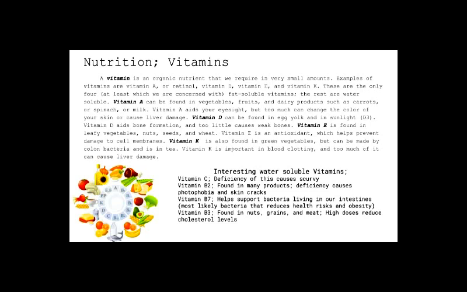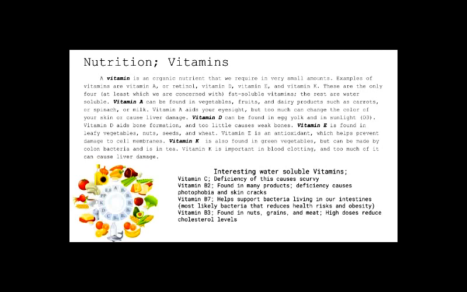Vitamin E is found in leafy vegetables, seeds, nuts, and wheat. Vitamin E is an antioxidant, which helps prevent damage to cell membranes. Vitamin D can be found in egg yolk and in sunlight. That's why you need to take your shirt off when you run, also to show off your hot core and six pack. Definitely. Vitamin D also aids in bone formation, and too little causes weak bones. That's bad. You don't want to break a bone because you're not eating enough vitamin D. You need to drink your milk.